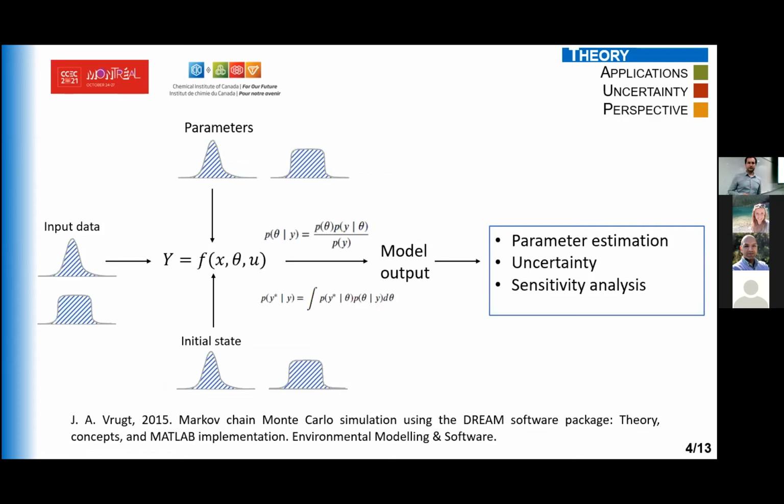Now, in engineering, or the same problem, we have uncertainties that are carried over from the initial state, from input data, as well as from parameters. So if we feed these to our model, Y, we get a model output with which we can calculate our parameter estimation, evaluate the uncertainties, and do a sensitivity analysis. Now, the Bayesian approach follows the evaluation of a posterior distribution of this model output Y, given prior information we get from our system.